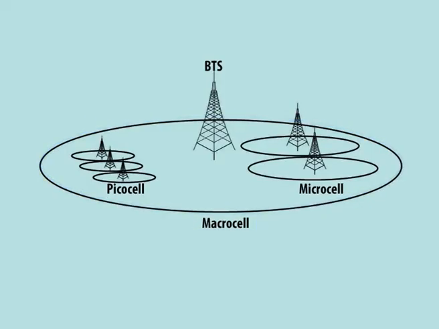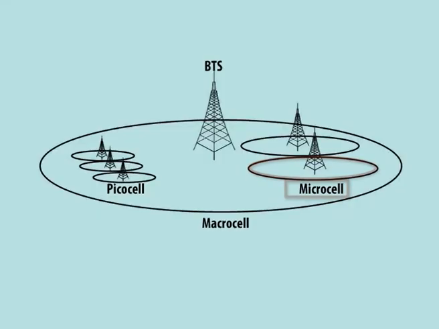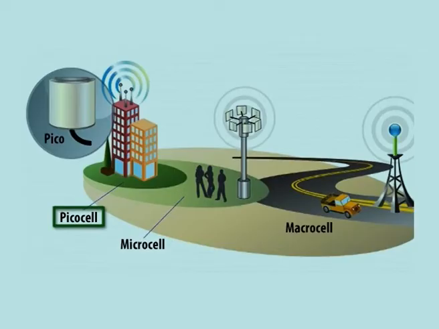Macro cell. Their coverage is large, approximately 6 miles in diameter. Used in remote areas, high power transmitters and receivers are used. Micro cells. Their coverage is small, half a mile in diameter, and they are used in urban zones. Low power transmitters and receivers are used to avoid interference with cells in another cluster. Picocells cover an area such as a building or a tunnel.